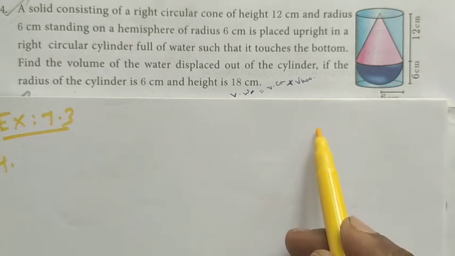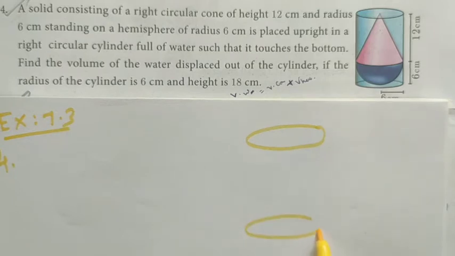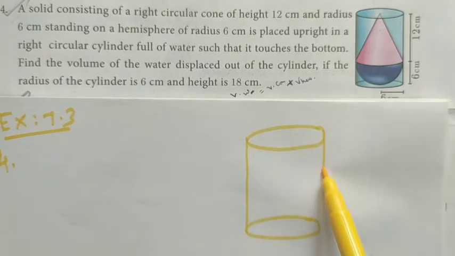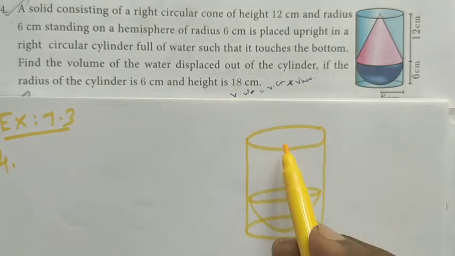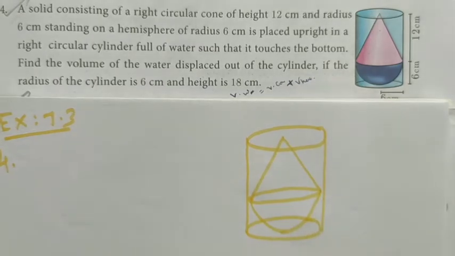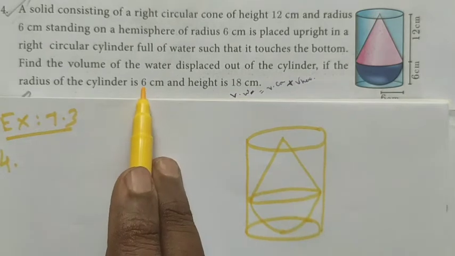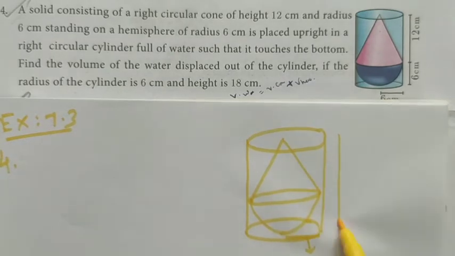So here also I am going to draw the diagram. This is the cylindrical portion. So here we have the conical section, that is hemisphere with cone. Right? The radius of the cylinder is given as 6 centimeter. The height of the cylinder is given as 18 centimeter.